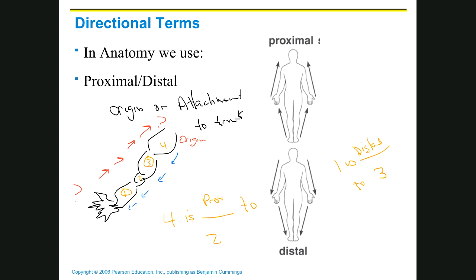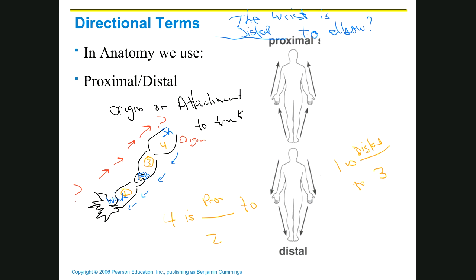Let's think about, let's say, the joints. So here's the shoulder joint, here's the elbow joint, and here's the wrist. If I were to ask you, the wrist is blank to the elbow, what would you put in there? Which one is closer to the origin, the wrist or the elbow? Which one's further away? So the wrist is distal to the elbow.